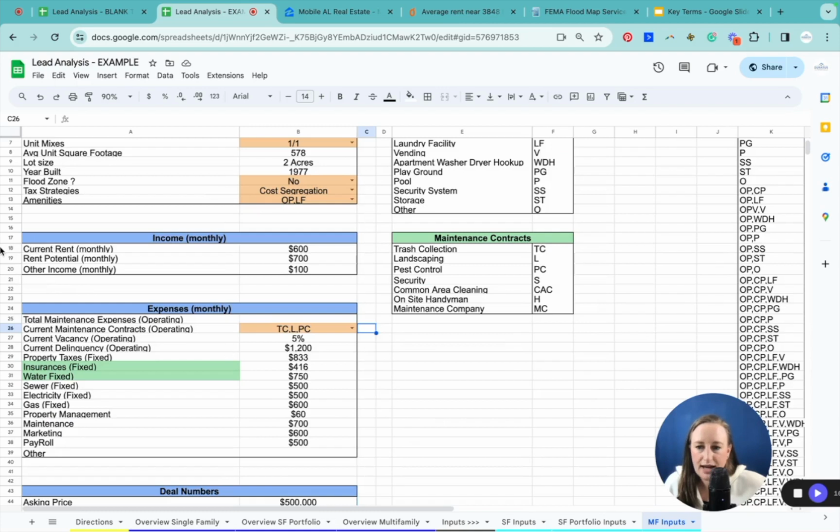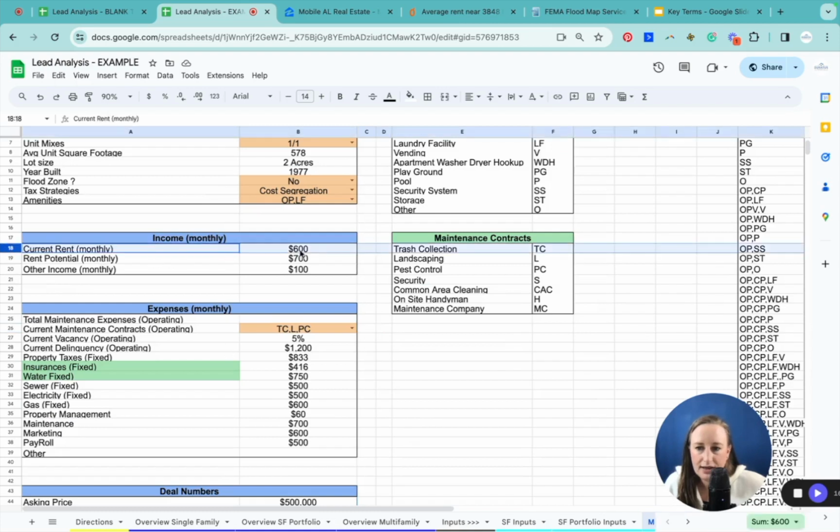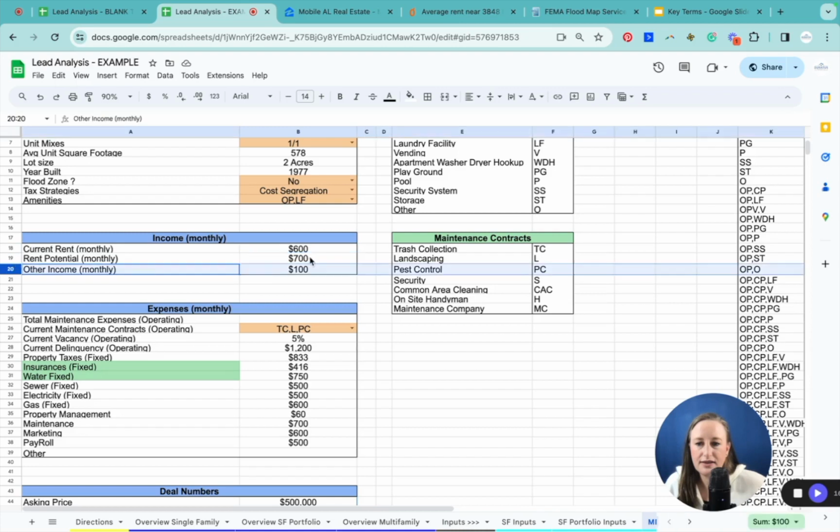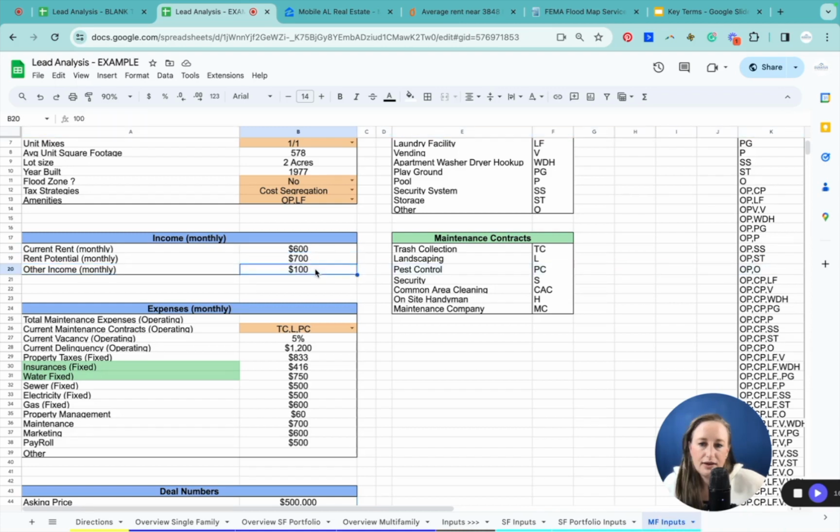Then we're looking at our monthly income. So this is per unit. The current monthly income at the time, each unit was renting for about $600 a month. They were a little bit under rented. We'll just say that market rent was $700, and then other income monthly came from the laundry facility. All right. So that is on a per unit basis.